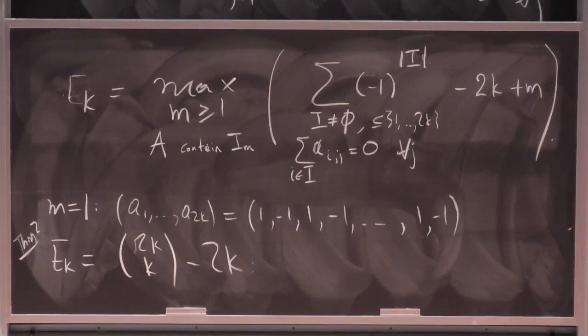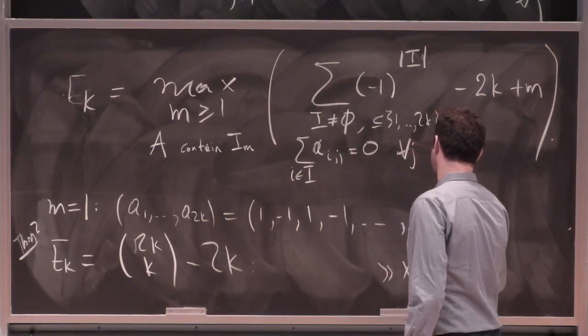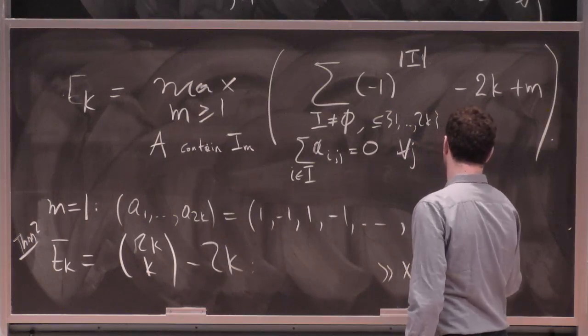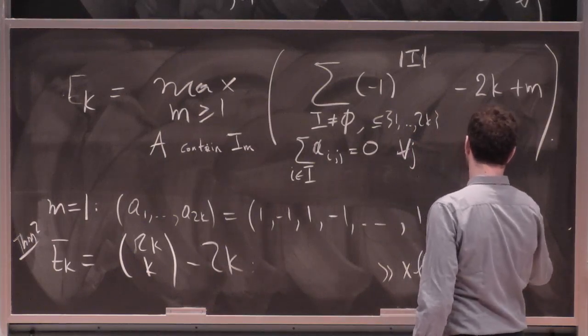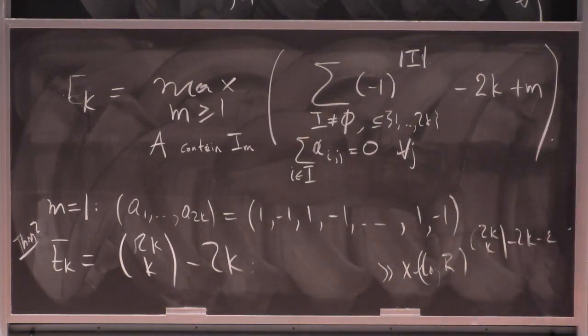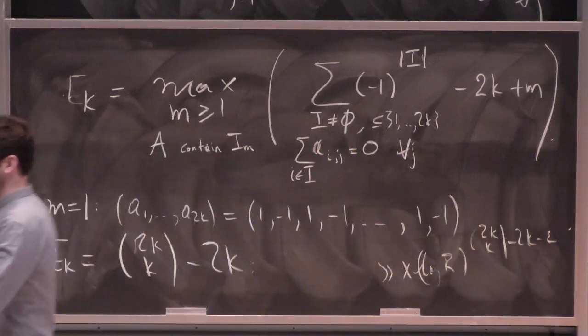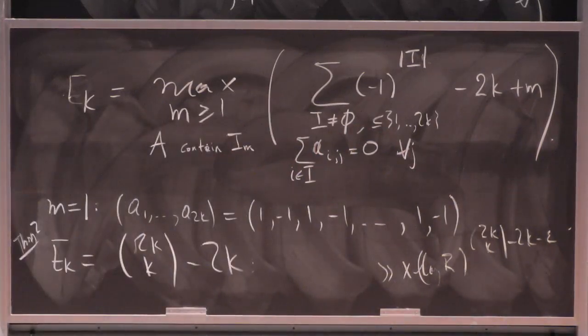So there is actually a different argument that shows that you get a lower bound. You can get a lower bound of order something like x to the log r to the power 2k choose k minus 2k minus epsilon. And because poles are integers, you know that the pole is 2k choose k minus 2k. Okay, I'm going to stop here. Thank you.